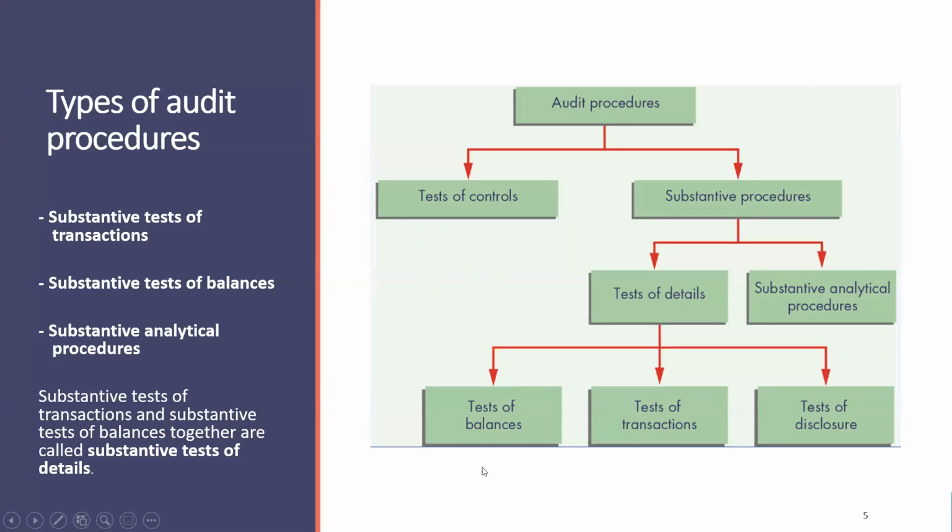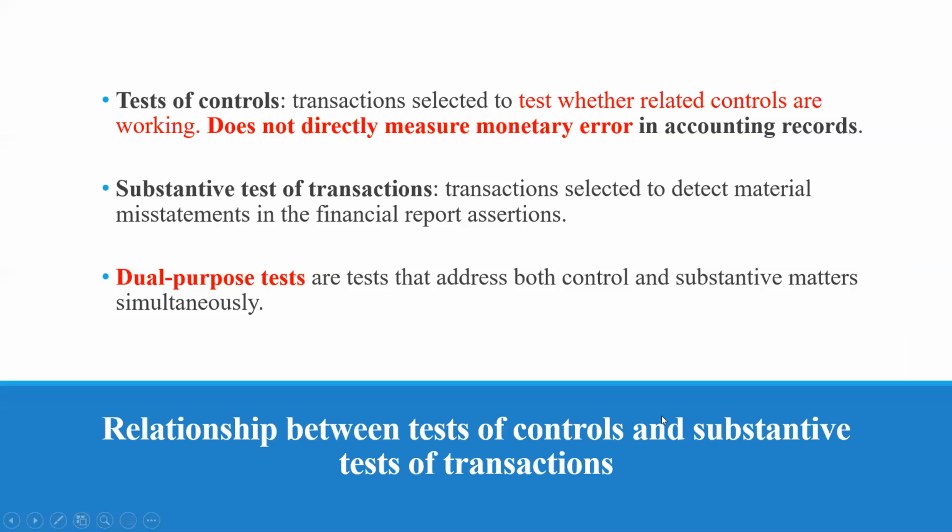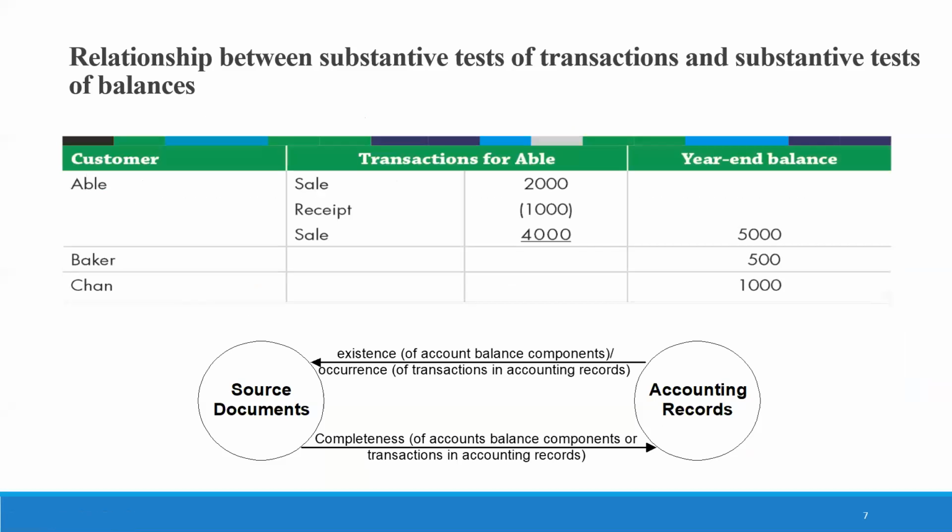The other type of test will be the test of balances. In test of balances, auditors test amounts resulting from the summation of a number of transactions, because balances are actually the summation of the transactions, right? So what's the difference between test of balances and test of transactions? Let's still use this example. So the balance, this $5,000, is actually the result of those transactions at the end of the accounting period.